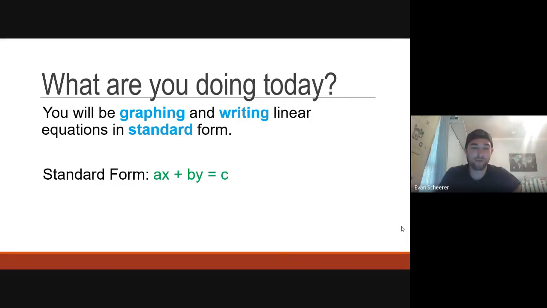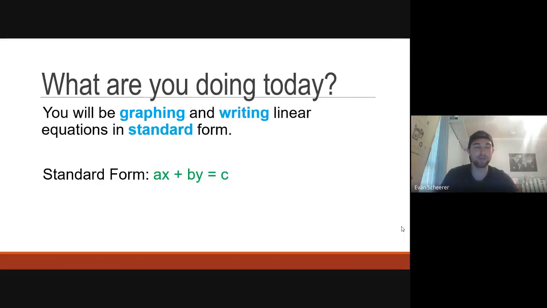This is a different form than slope-intercept form. Remember, slope-intercept form was y equals mx plus b, where we were given our slope and our y-intercept. Here, we are not straight off the bat given our slope or our y-intercept. We are given some number, we're calling that a, attached to the variable x, some number attached to y, we call that b, and then we have that random constant c.